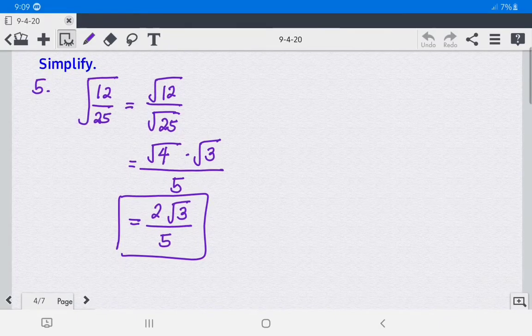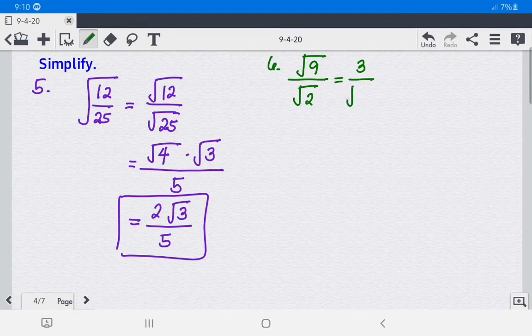Next, number 6. Let's say we have square root of 9 over square root of 2. As you can see, 9 is a perfect square, so square root of 9 is 3, then over square root of 2. But a radical is in its simplified form if there is no radical in the denominator. We have here a radical, which is square root of 2.